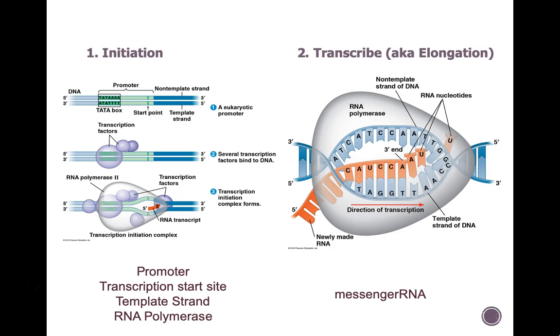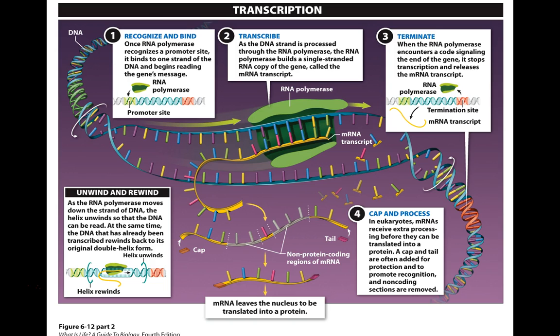So we have bound our promoter region. RNA polymerase is chugging along, transcribing the section of the gene that we need. This image here is a little bit more complicated, and it's got all 4 steps, but I want to just focus on this recognizing and binding.